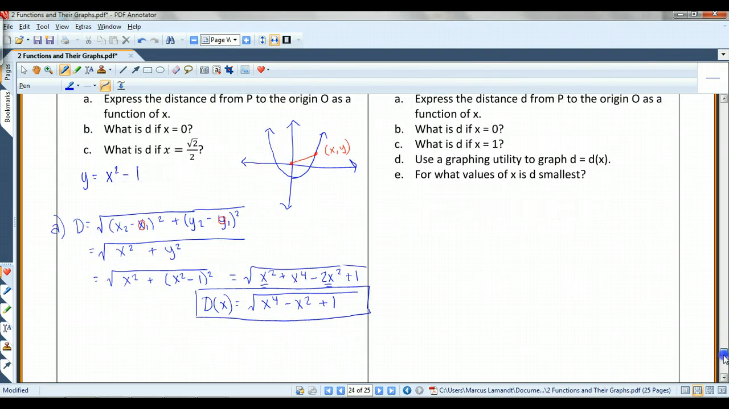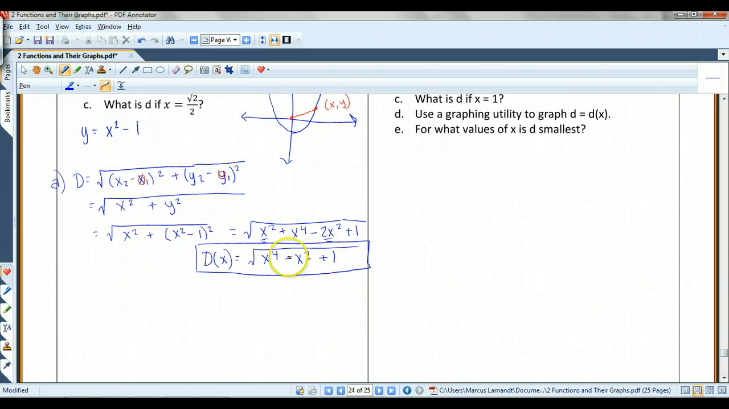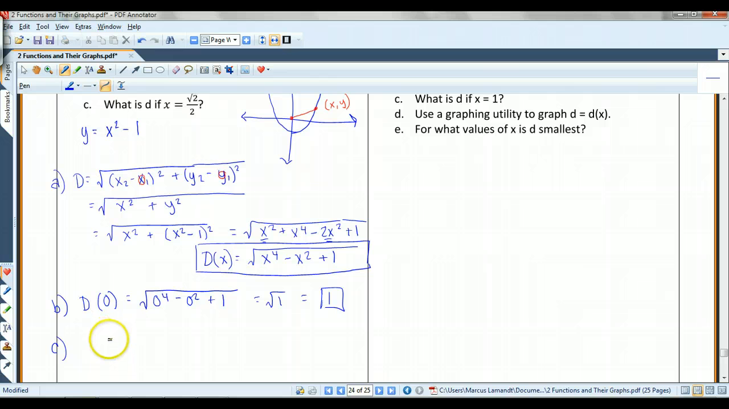What is the distance? What is d if x equals 0? Well, if we plug in 0 for x, we get the square root of 0 to the 4th power minus 0 squared plus 1. The square root of 1 is just 1. If I plug in root 2 over 2, d of root 2 over 2, that gives me the square root of (root 2 over 2) to the 4th power minus (root 2 over 2) squared plus 1.